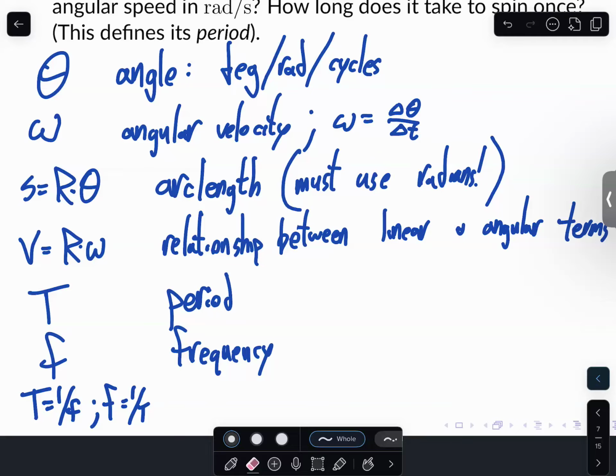And then the last idea, actually what I presented second, I should have switched the order here. What I presented second is you need to know what period and frequency are, and the idea that with period and frequency, you can find one by reciprocaling the other.